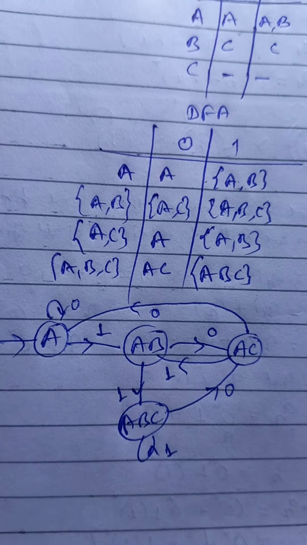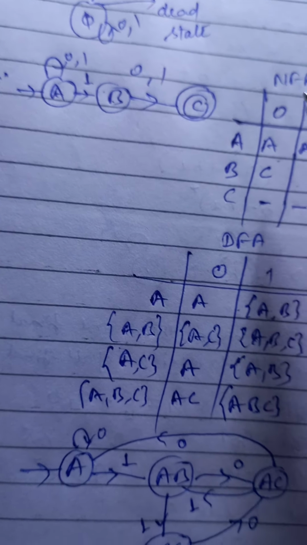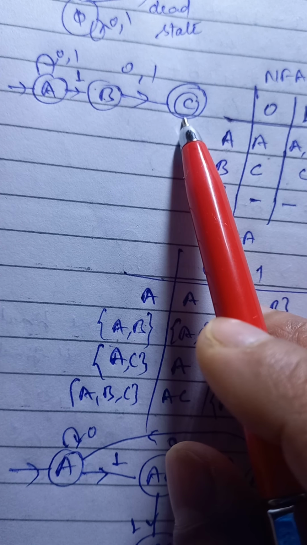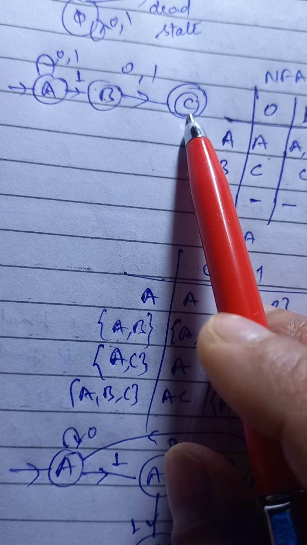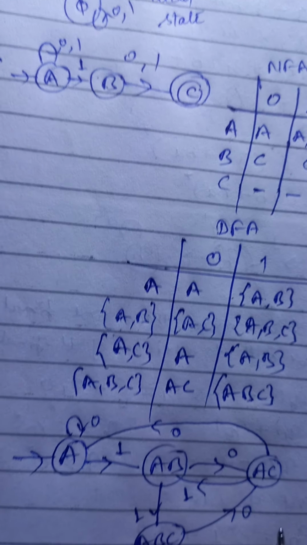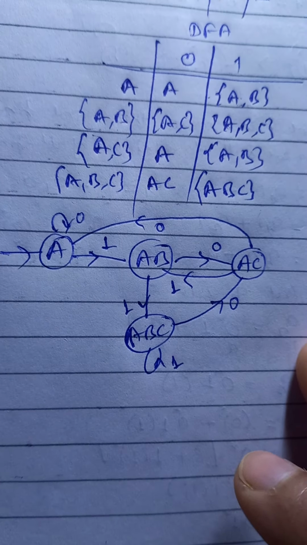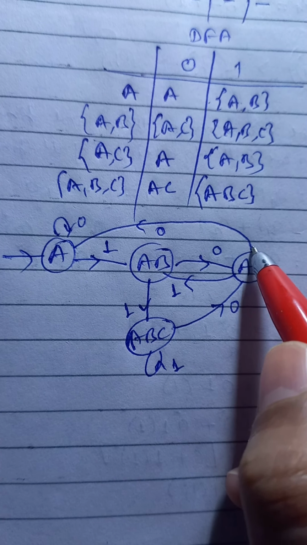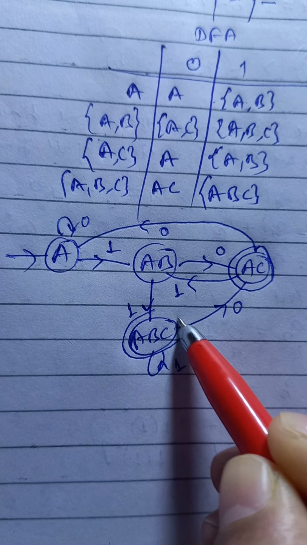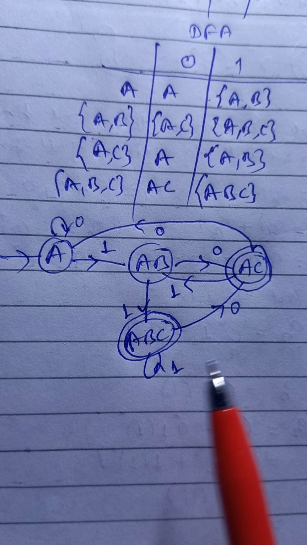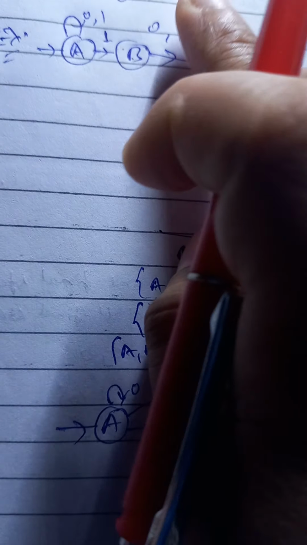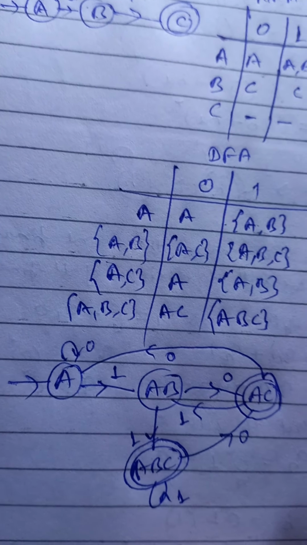Now one more thing is left, as I discussed in the last example also. Whatever final state is present, that will be the final state, but if that state comes together with any other states, then all those states will be final states. Here C is the final state. So AC will be a final state because C is present in AC, and ABC will also be a final state. So this is the final DFA. In that way we can convert this NFA into this DFA with the help of the transition table.